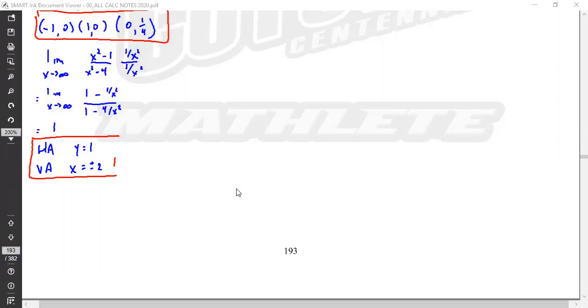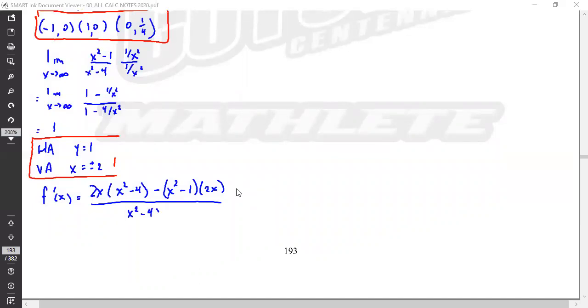Next, let's look at our first derivative, f prime of x. It's equal to 2x, the derivative of the numerator, I should say, times x squared minus 4, minus x squared minus 1 times the derivative of the denominator, which is 2x, all of this divided by x squared minus 4, squared.